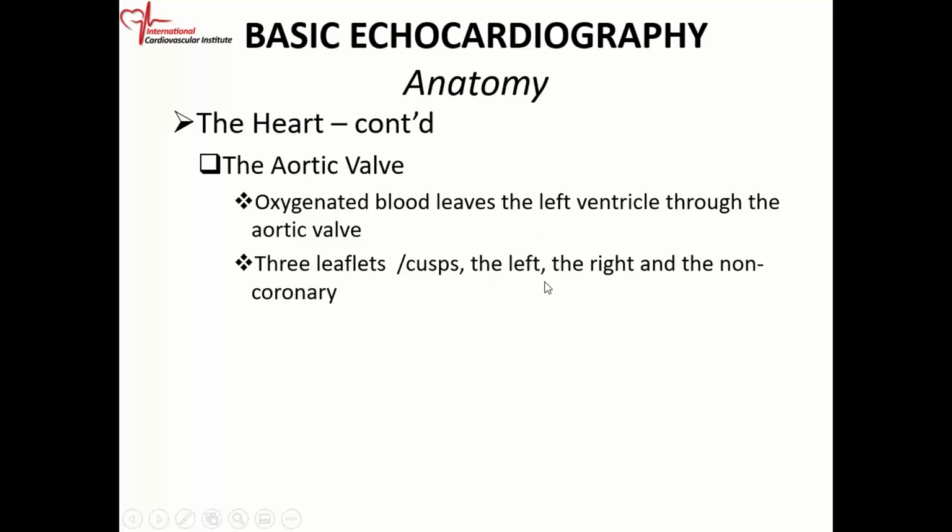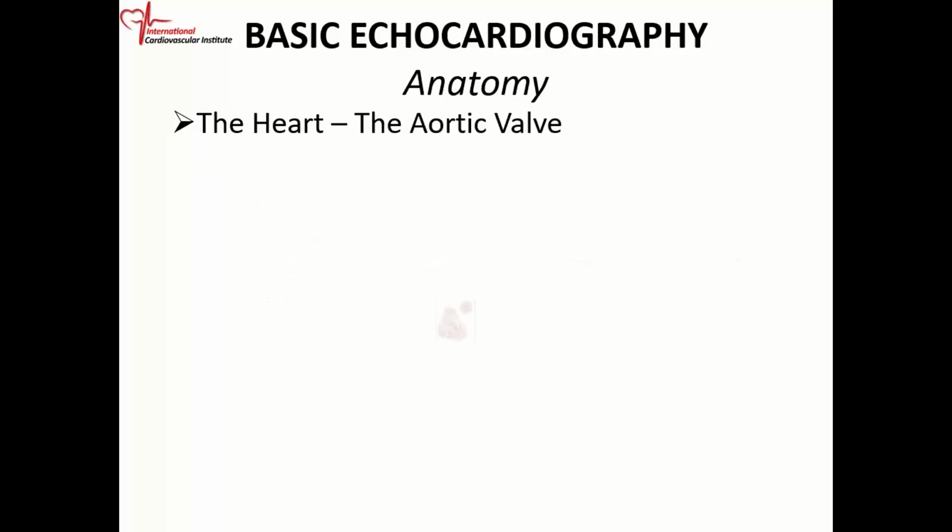Remember, one of the things that we said when we started the anatomy, we said that the left cusp gives off the left main coronary artery, and that left main coronary artery is going to divide into a left anterior descending coronary artery and a left circumflex. The right cusp is going to give off the right coronary artery. The non-coronary cusp doesn't give off any coronary artery, and hence the name non-coronary cusp. That's why it's named that.